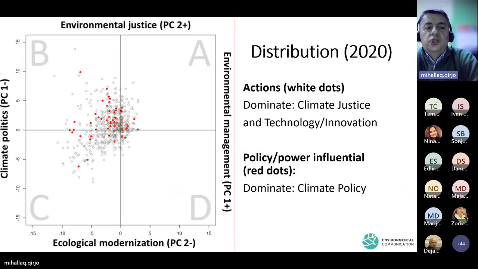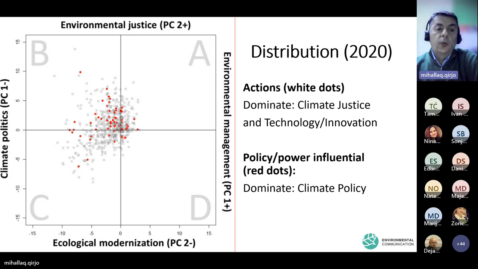This is another interesting graph, which shows how the NGOs are positioned. What do they do, basically? This is a distribution from this article of 2020, where, as you see, many of the environmental NGOs are positioned in climate politics and environmental justice, so basically the rights category, or in climate and ecological modernization. Less on management and modernization, of course, because this requires a lot of money and research, and less on justice and management, which is an area that will merge with pollution from climate and justice.